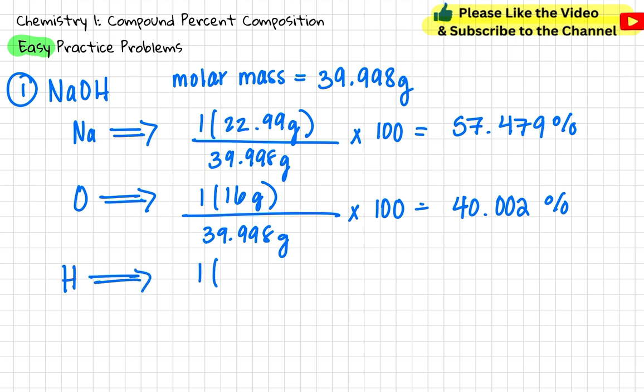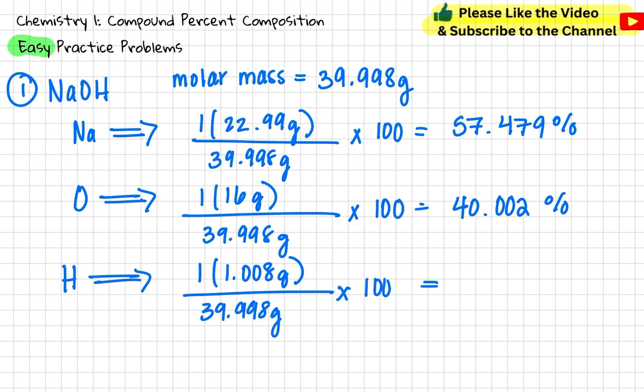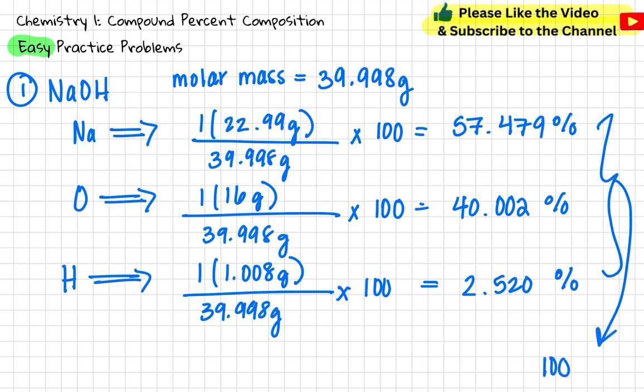One atom in the molecule times 1.008 grams over 39.998 grams times 100 is equal to 2.520%. And then if we were to do the math, all of this equals 100%. All right, let's try another example so we can get familiar and more comfortable.